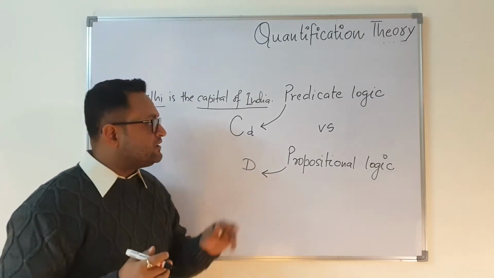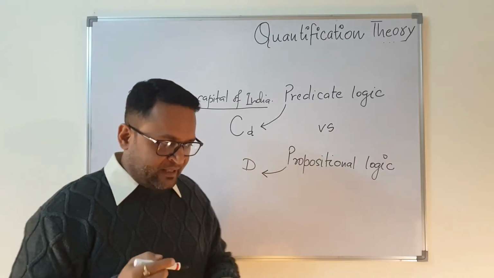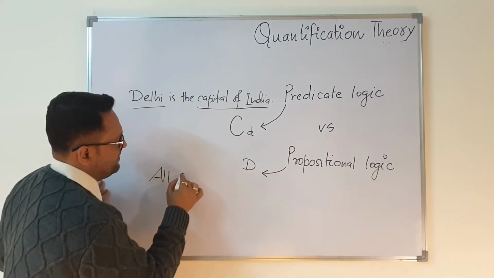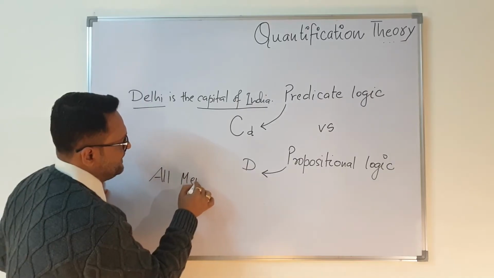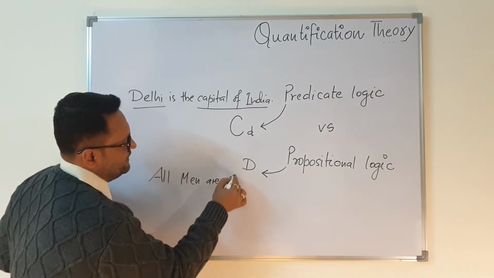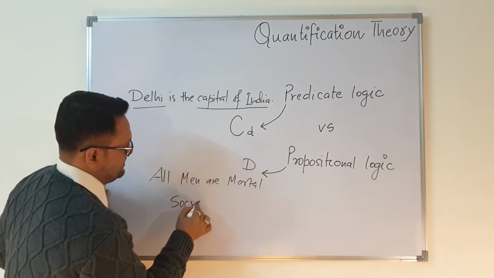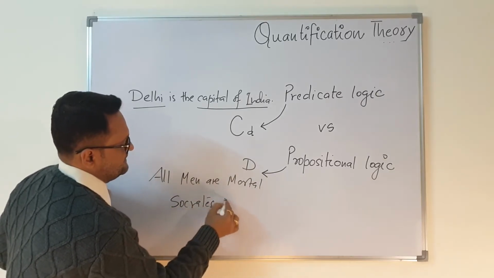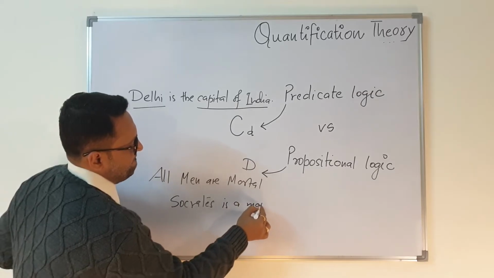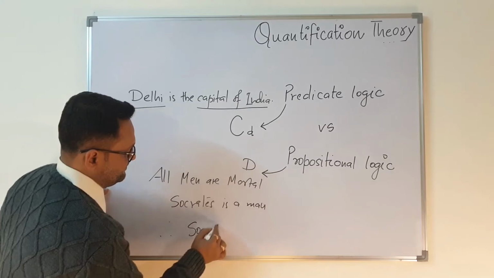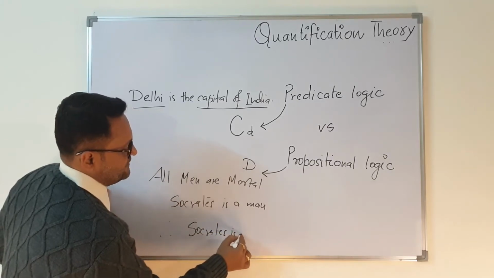Now, why is there a need to use two letters, this and that? Let us take an example. We know this example: all men are mortal. Socrates is a man. Therefore, Socrates is mortal.